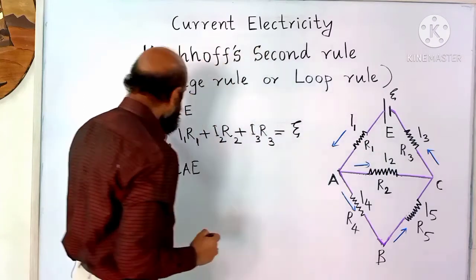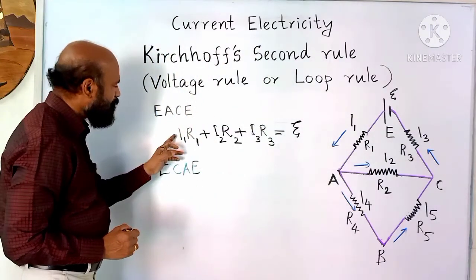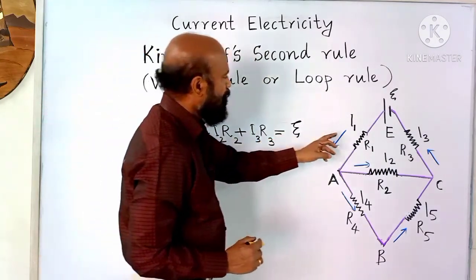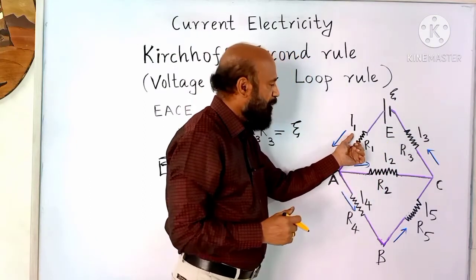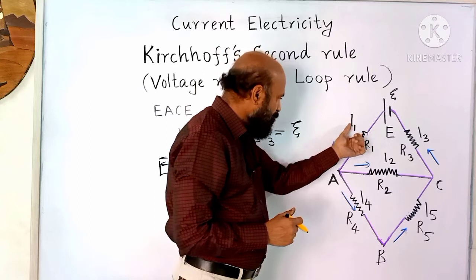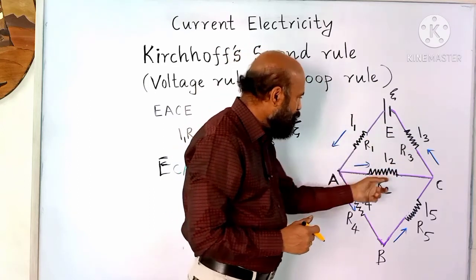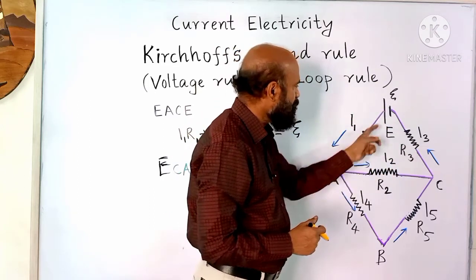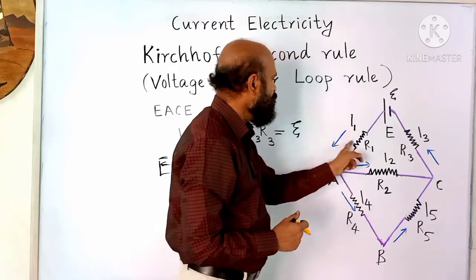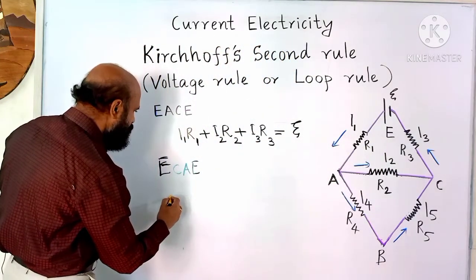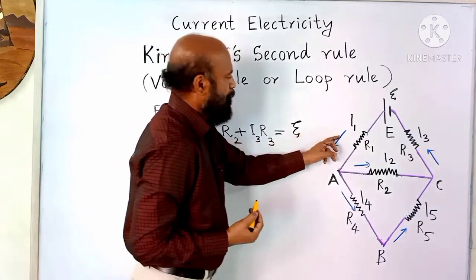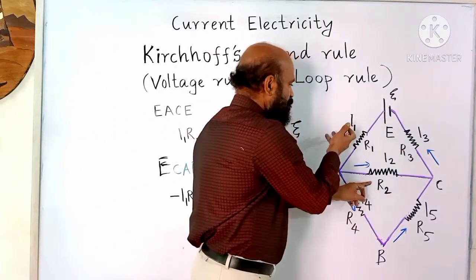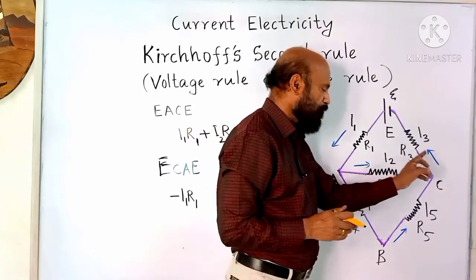So now every sign will change. Here loop is in this direction, current is in this direction. So see the direction of the current I1. Now the loop is in this direction, ECAE. So it will be minus I1R1. Here loop is in this direction, current is in opposite to the direction of the loop.